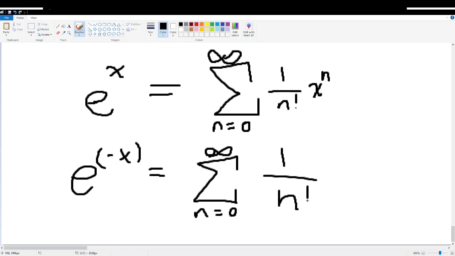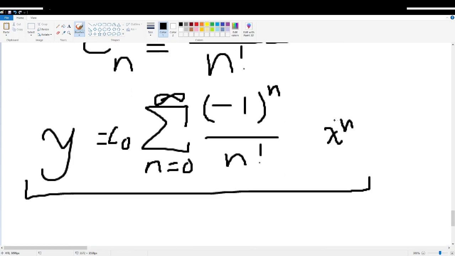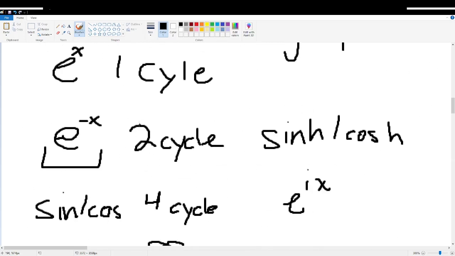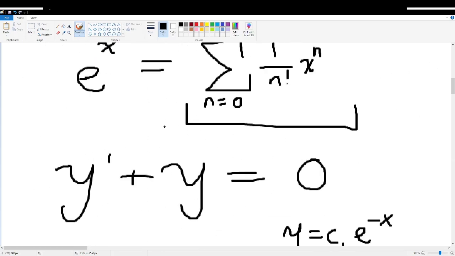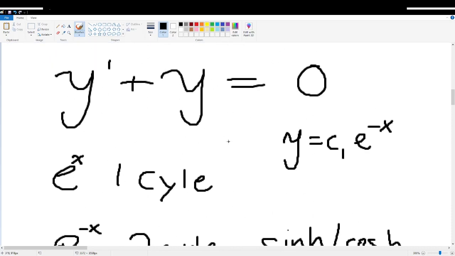1 over n factorial is unaffected, but what is affected is the x, minus x to the n. Well, this is just the same thing as -1 to the n times x to the n. But then if we look up here, that's what we have. So this is actually equal to C0 e to the minus x. And we're done. That is the series solution to our problem, and we have confirmed it by solving our problem in 2 different ways. So we know that this is a valid solution, and it's a solution that does what we expect, right over here. See?